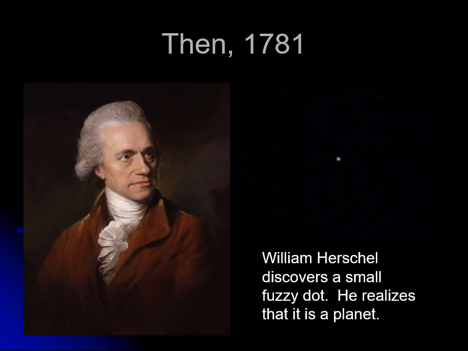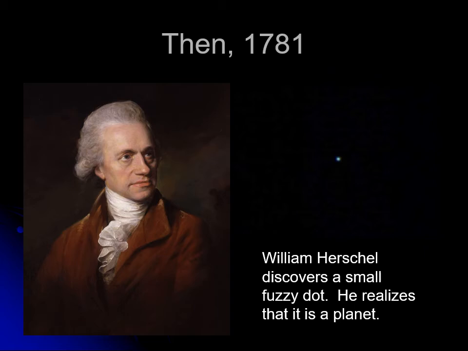They said if it goes around the sun, it's a planet. If it goes around another planet, it's a moon. In 1781, a fellow named William Herschel comes along. William Herschel was actually a musician by trade. But he and his sister Caroline were amateur astronomers.